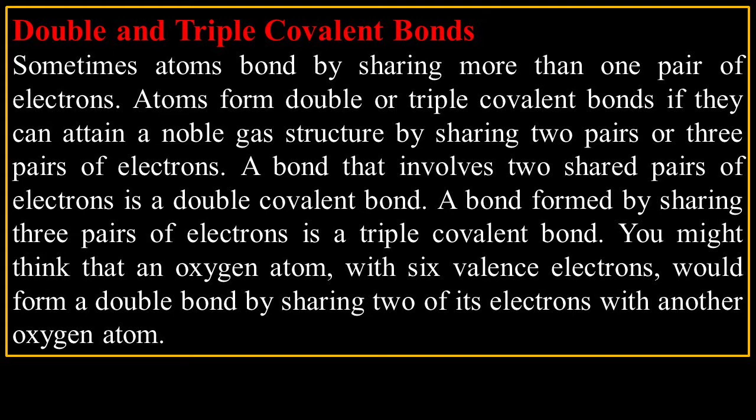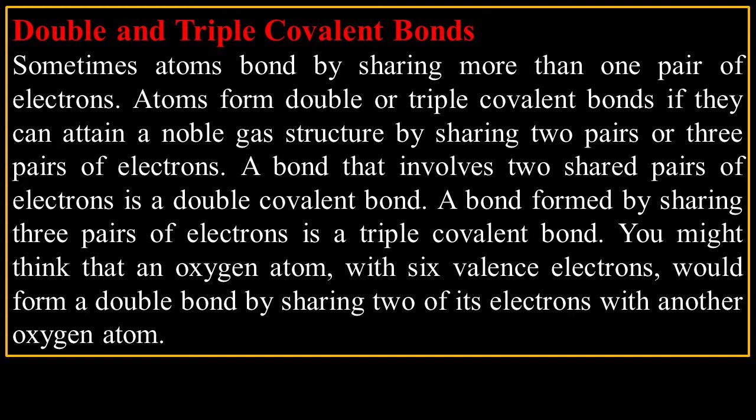Sometimes atoms bond by sharing more than 1 pair of electrons. Atoms form double or triple covalent bonds if they can attain a noble gas configuration by sharing 2 pairs or 3 pairs of electrons. A bond that involves 2 shared pairs of electrons is a double covalent bond. A bond formed by sharing 3 pairs of electrons is a triple covalent bond.